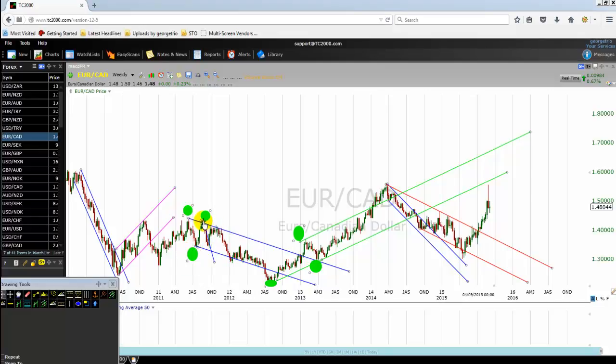So we want the price to go down to form a lower low compared to this low, and then to rally up all the way to the edge of the declining channel, the upper side of the declining channel.